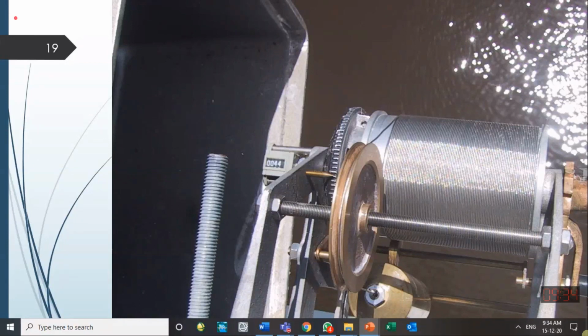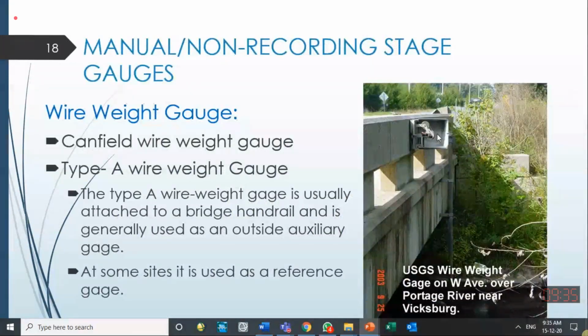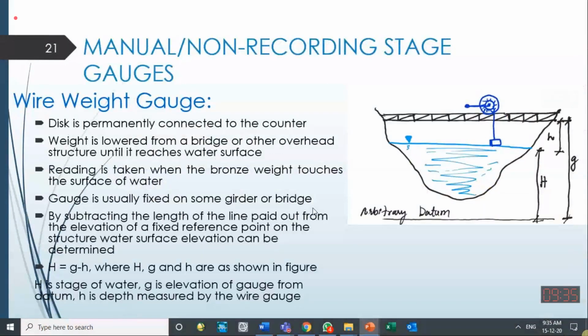So they rotate this one, and it has a counter attached to it, so that we should know the number of rotations. It is installed at a certain permanent location like a bridge over here. When they have to measure the stage of the water, a person goes over there, releases the weight. When the weight touches the water level, the number of revolutions of the drum is noted, and that will give them the idea of how much the level of the water is.